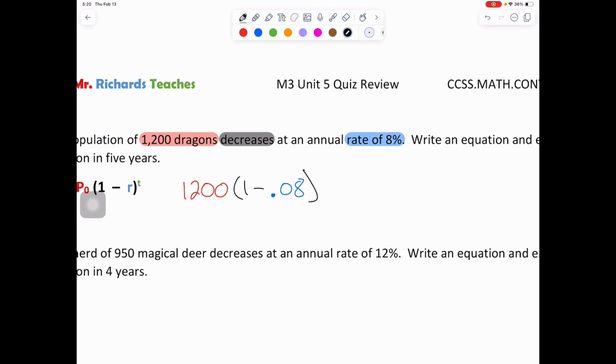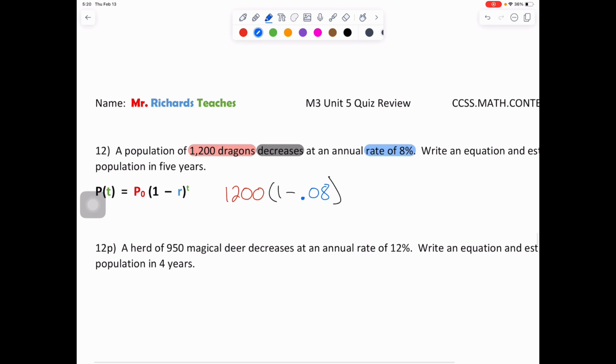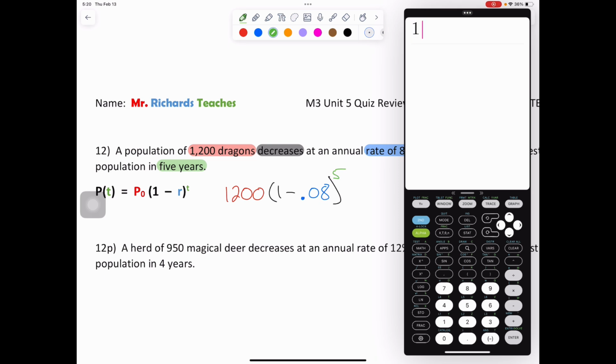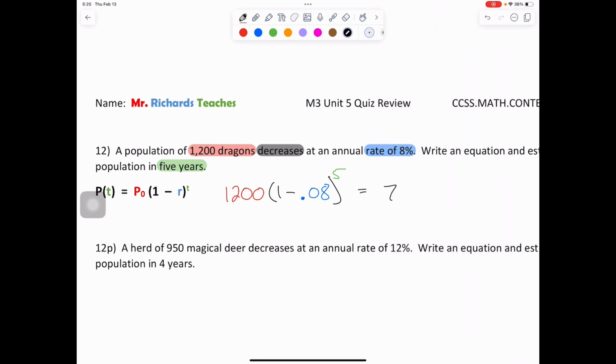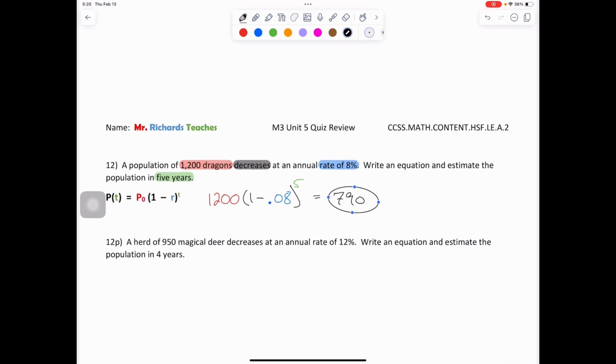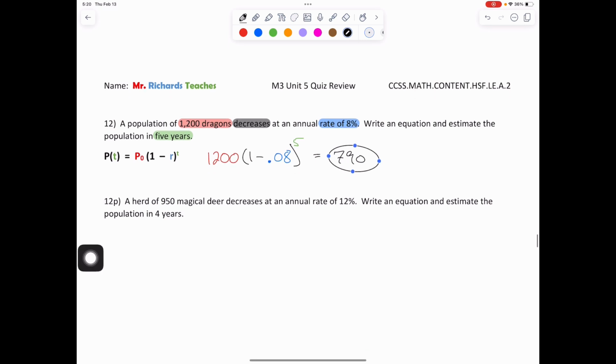Let's close that parenthesis. And then for how many years did it say? 5 years. That represents our t, our time. I was actually going to write the t, but let's just put the 5 and enter this into our calculator. 1,200, open parenthesis, 1 minus 0.08, close parenthesis, up 5, enter, 790. Go ahead and circle your answer. I will zoom out so you can take a look at your word problem, highlight a couple of things, and go over that in the answer key.